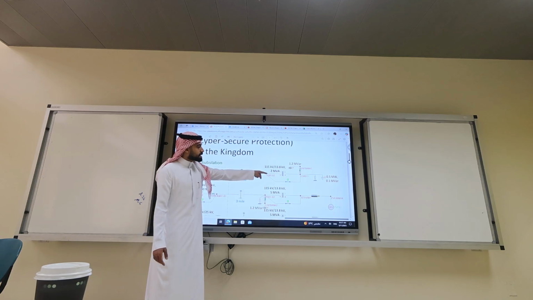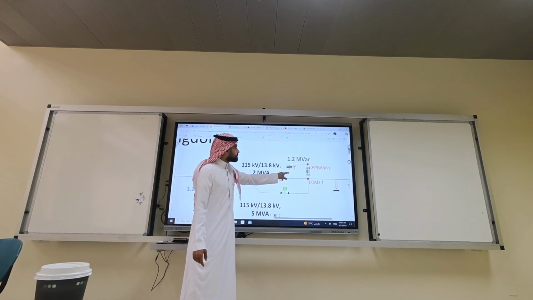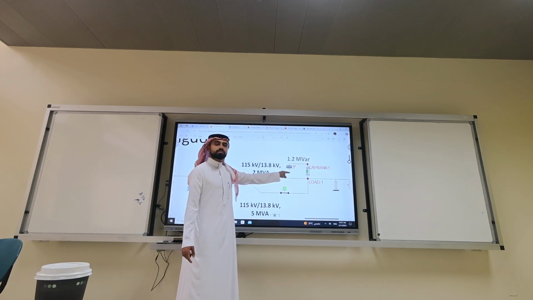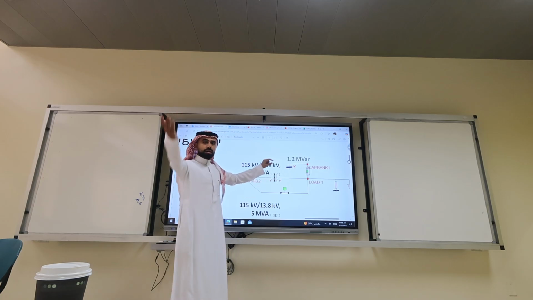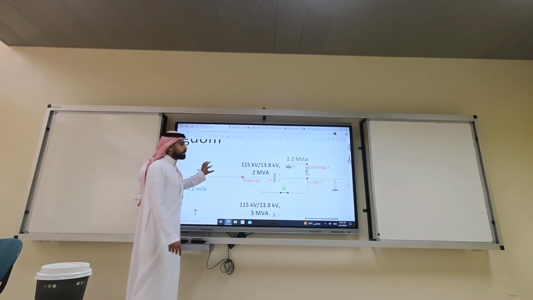This is also another transformer. What is this device, ya shabab? Capacitor. What's the purpose of the capacitor? To improve power factor. Improve power factor.